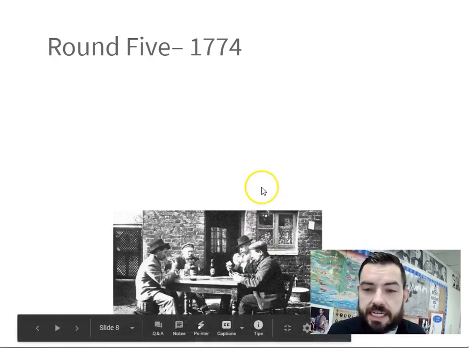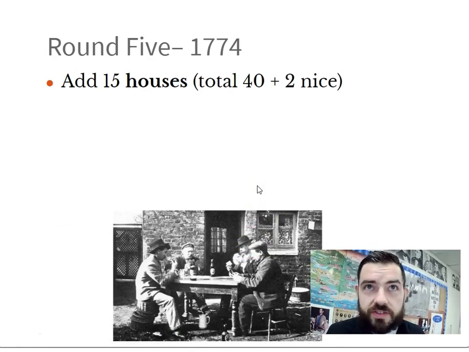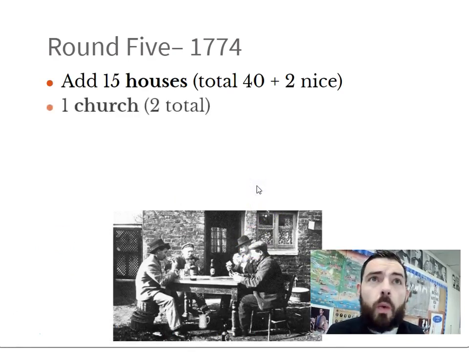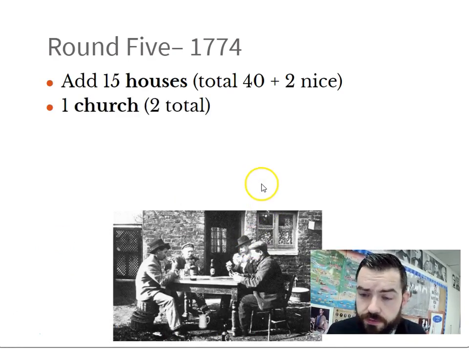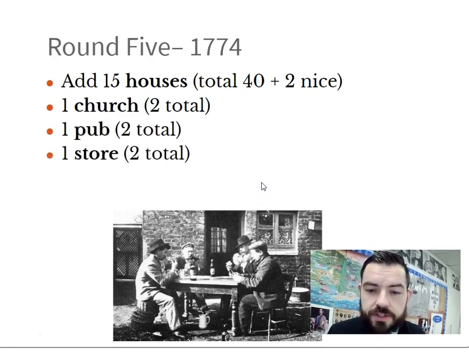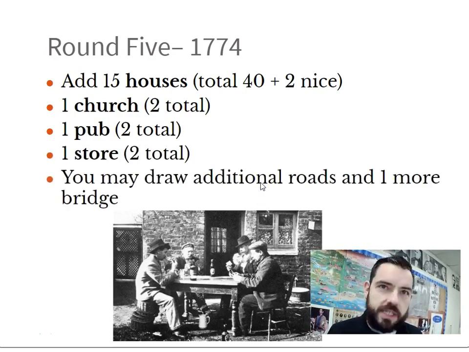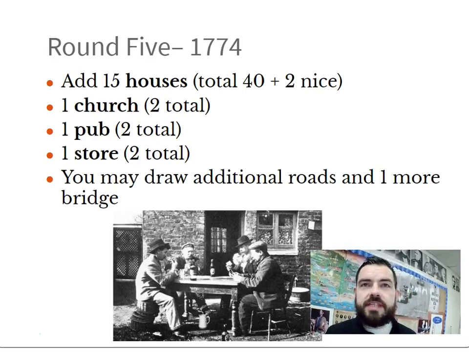Go ahead and add 15 houses, which means you should have 40 plus 2 nice houses. 1 church, 2 total now. 1 pub, 1 store. You may also draw additional roads and 1 additional bridge if you would like. The Enclosure Acts is also a vocab word, so is eliminating the commons and putting all the farms together.